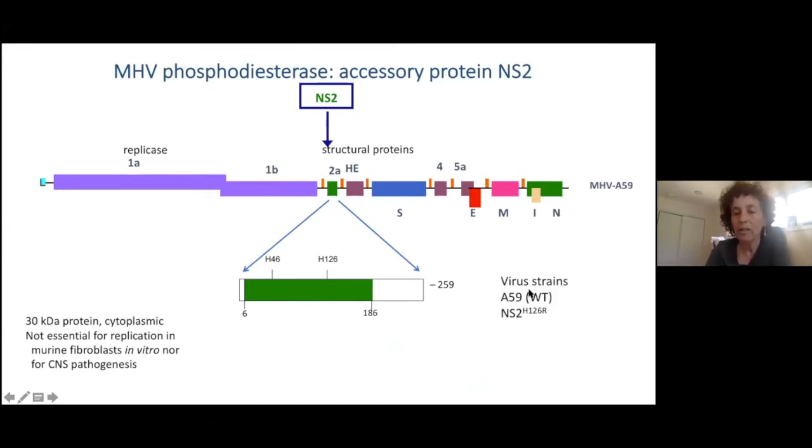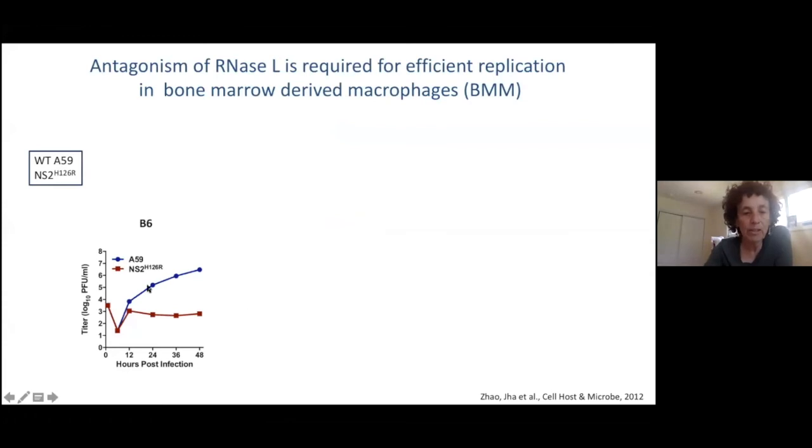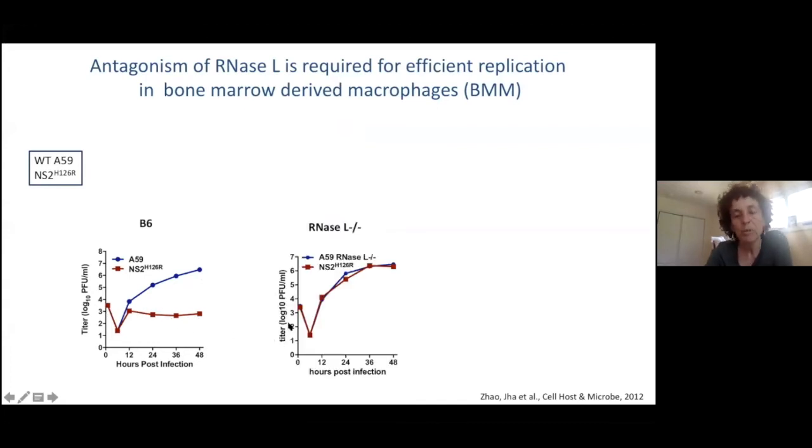So these are the two catalytic histidines. We early on obtained a mutant virus from Stuart Siddell in Britain, so we compared wild type and mutant. This mutation inactivates the phosphodiesterase activity. We compared replication of these viruses in bone marrow derived macrophages from mice, and we can see that the wild type virus replicates really well to 6 logs, whereas the mutant virus pretty much can barely replicate at all. However, when we put these viruses into bone marrow derived macrophages derived from RNase L knockout mice, we see that the mutant virus recovers replication very nicely.